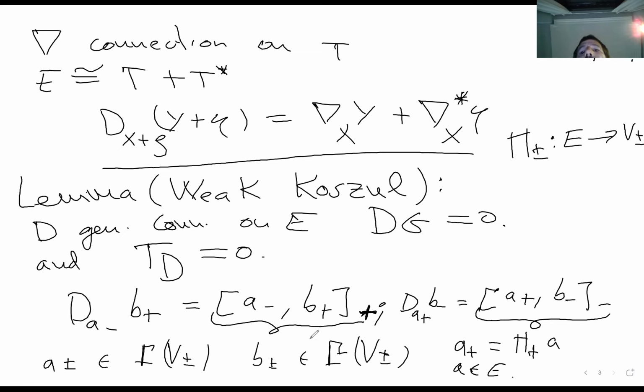Okay, so this is very analogous to what happens in Riemannian geometry, where you express everything in terms of just the Lie bracket and the metric. Okay, so how do you prove these two formulas? Well, this is very simple. The proof is very simple. Let me show you for one of those.